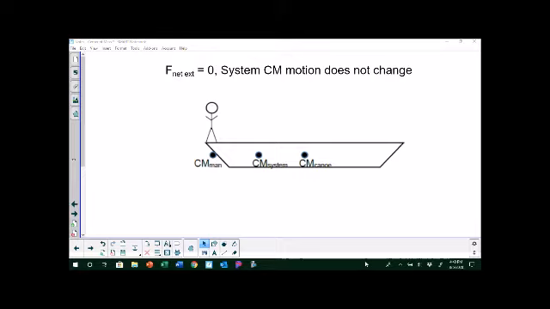Now, let's just say that the man has the same mass as the canoe. And so here's the center of mass of my man, right at this point. The center of mass of the canoe is right in the middle. And if the two have the same mass, then the center of mass of the system is going to be right smack dab between the two. So right here is the center of mass of my system.